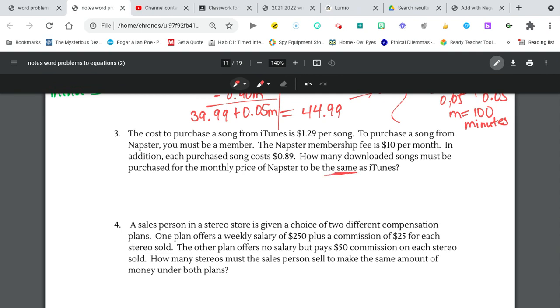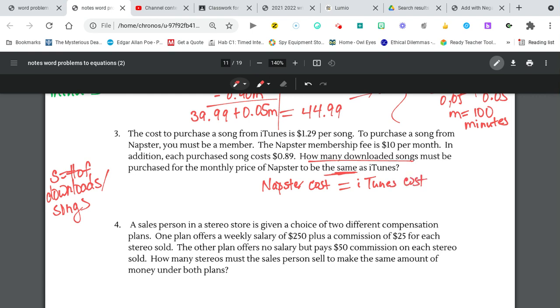So that's the word same. And I'm looking for how many downloaded songs have to be purchased. So I'm going to do S for the number of downloads, songs, guys. That's all it is. Okay. So I got iTunes. I want to know when Napster's amount or cost is going to equal iTunes cost. When's one bill going to be the same as the other bill?